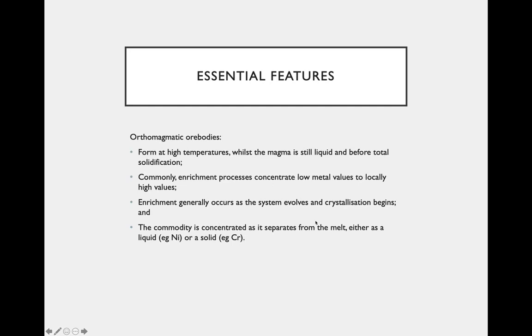So enrichment processes need to concentrate low metal values to locally high values. It can be very sporadic, and we want to find what can control to get us those high grades. This enrichment occurs as the system evolves, and the partitioning of elements or minerals or gravitational separation can drive us to a position where we can concentrate particular metals. In this case, the commodity can separate as a melt or as a liquid, and I'll go through that liquid in a little bit.